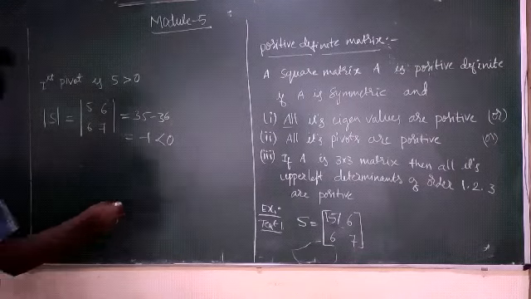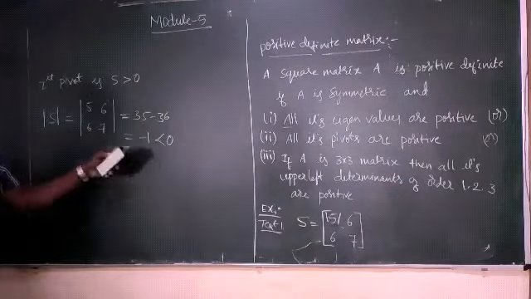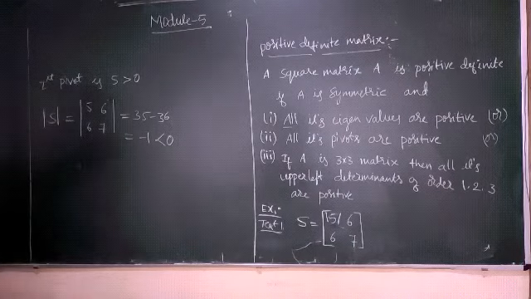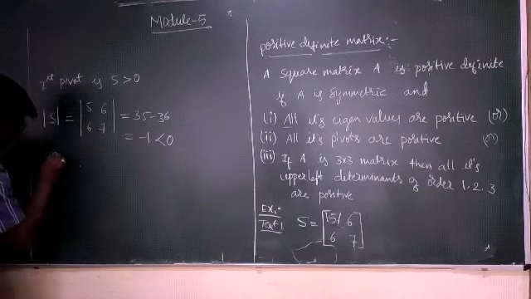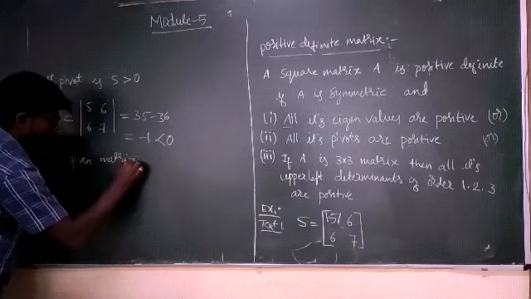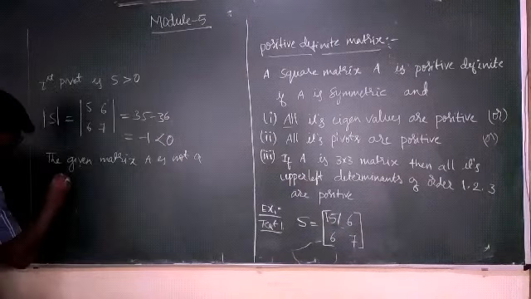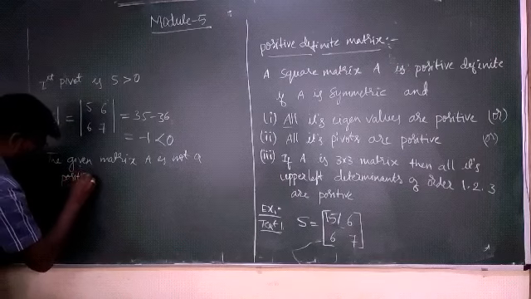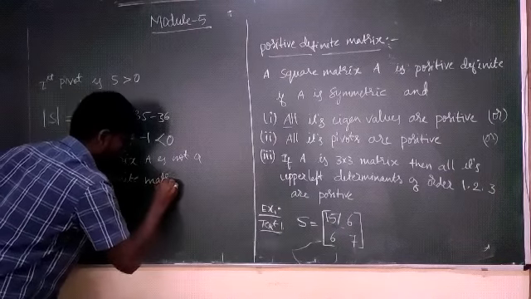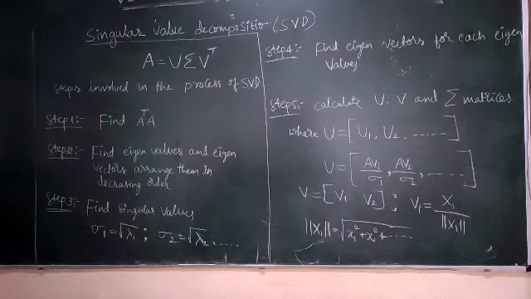Therefore, the pivot element is positive, but the determinant is negative, so that matrix is not a positive definite matrix. The given matrix A is not a positive definite matrix. That was the symmetric matrix and positive definite matrix.